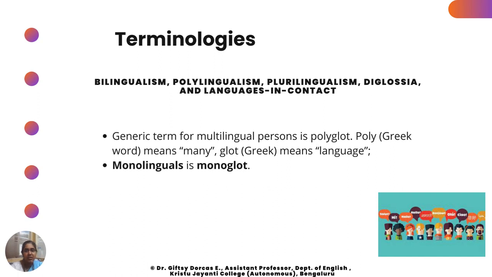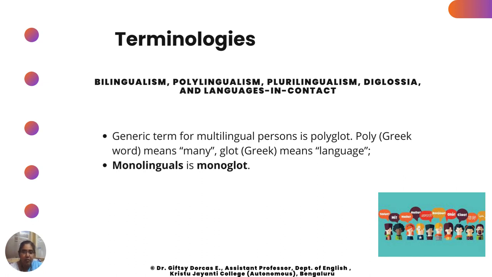We also say that terms used to denote people who adopt multilingualism are bilingualism, polylingualism, plurilingualism, diglossia, and languages in contact. The generic term for multilingual people is polyglot. A polyglot is a person who is able to speak more than a single language and who knows many languages. Polyglot is taken from the Greek word, where poly means many and glot means language, whereas the opposite of them are monolinguals or monoglots.